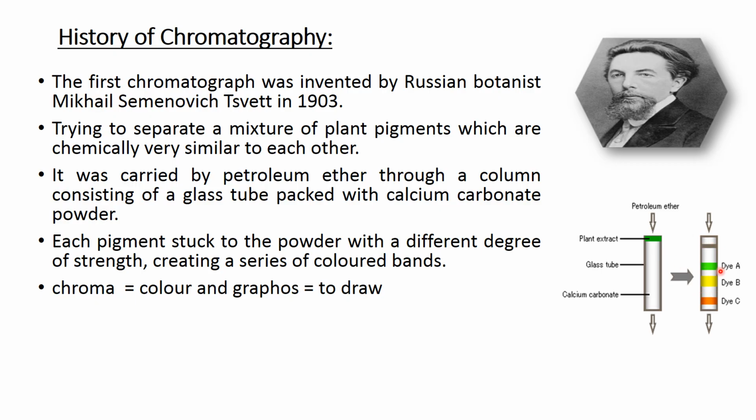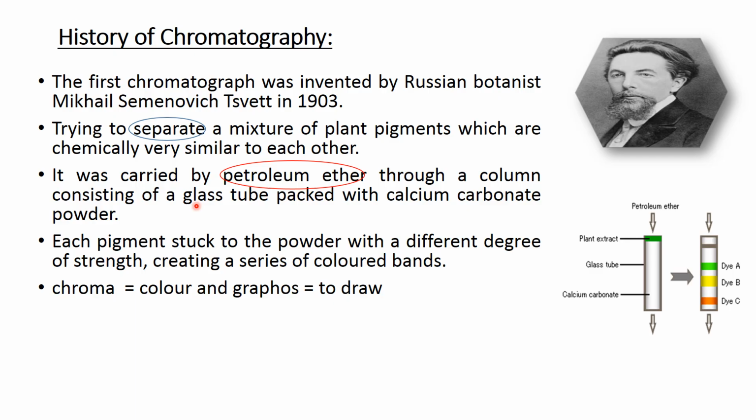Next day when he came and saw the column was looking something like this, as if someone has painted the column with these colors. So each pigment stuck to the powder with a different degree of strength, creating a series of color bands. So all pigments that are there in the plant, they were separated very nicely from each other, and it was looking like someone has written with color. So that is how the name got discovered. So chroma means color and graphos means to draw or to write.